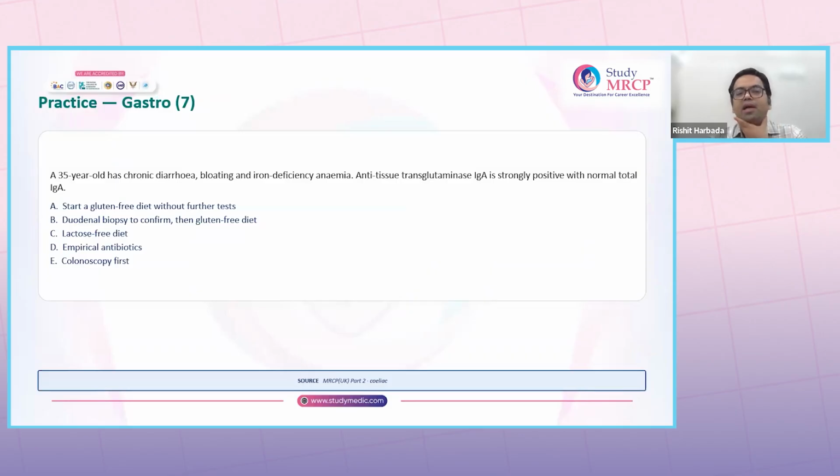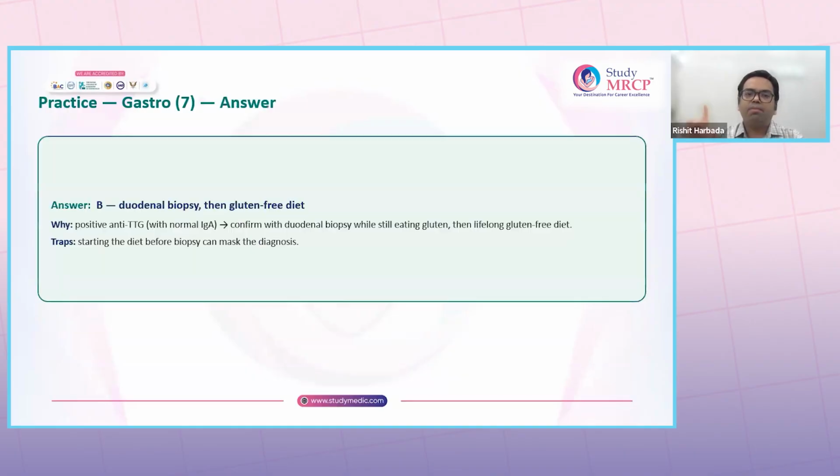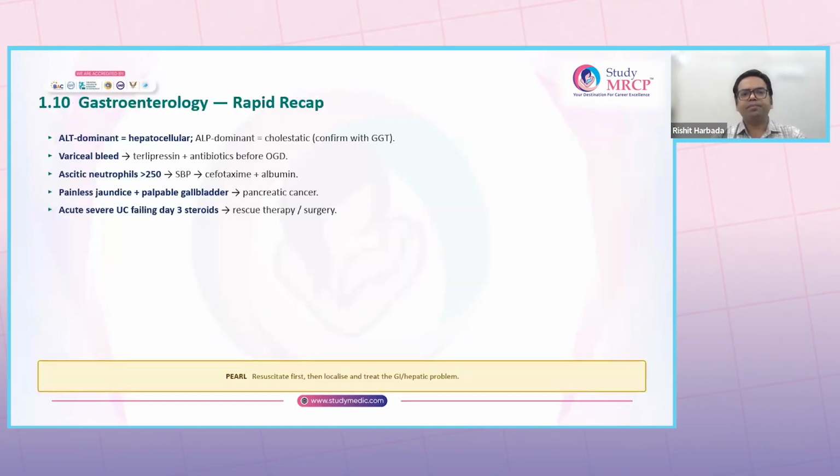So the next question is, a 35-year-old male has chronic diarrhea, has bloating and iron deficiency anemia. And here they're directly given that the tissue transglutaminase IgA is strongly positive. So here the treatment is going to be whether you will directly start a gluten-free diet or you will do a biopsy. So always remember that biopsy is number one, and then you do a gluten-free diet, because if you put them on a gluten-free diet first, you may miss the diagnosis of these patients.